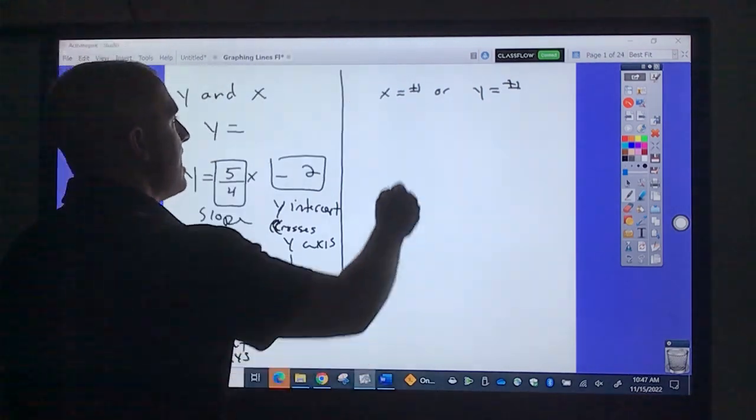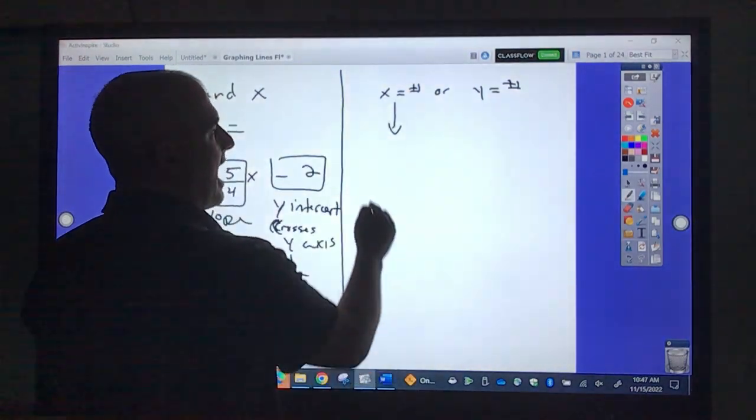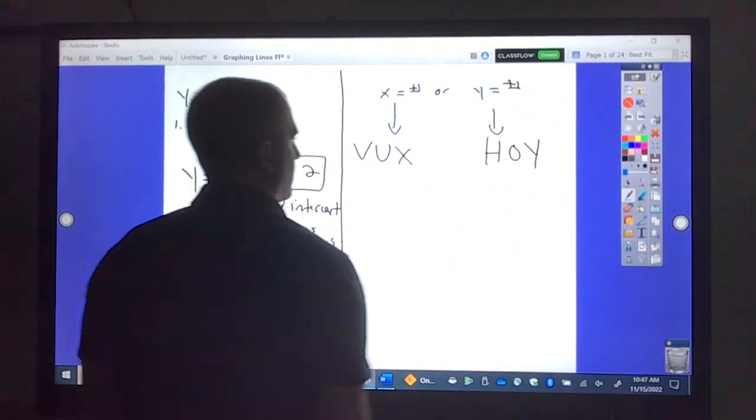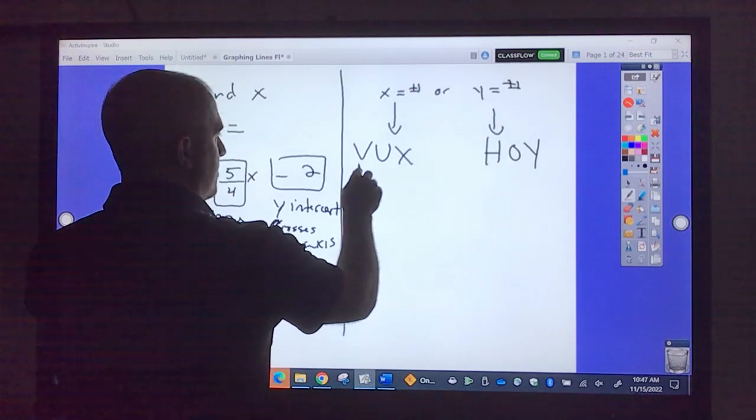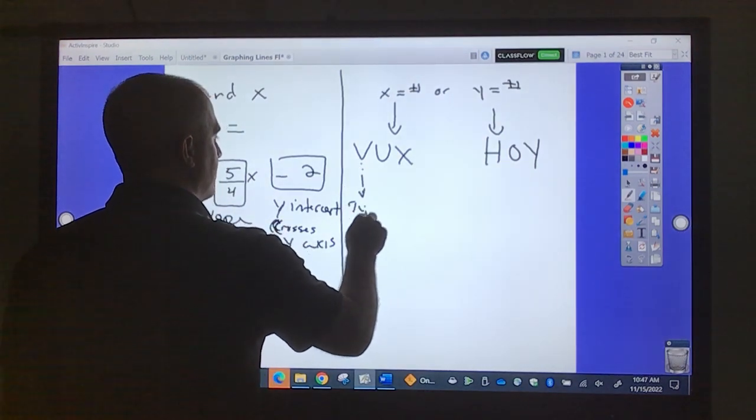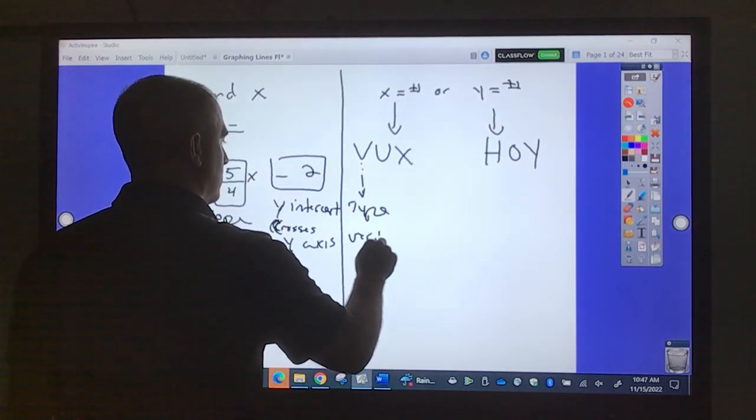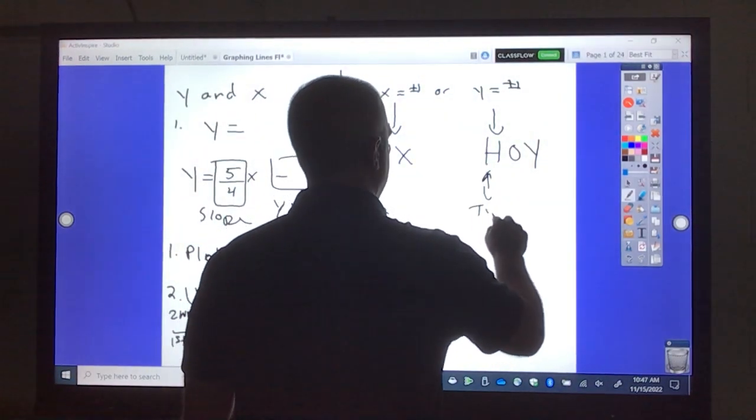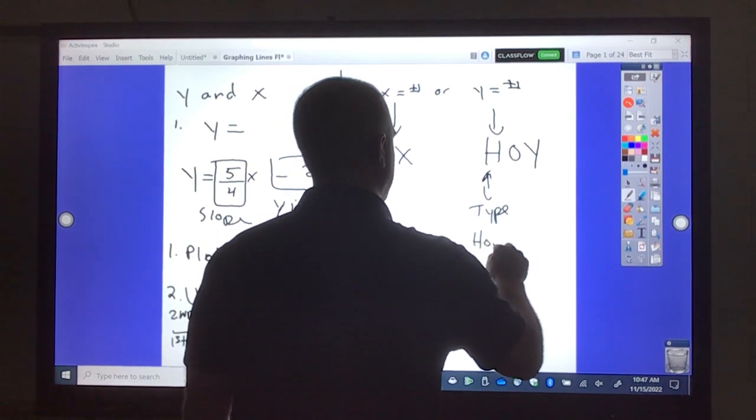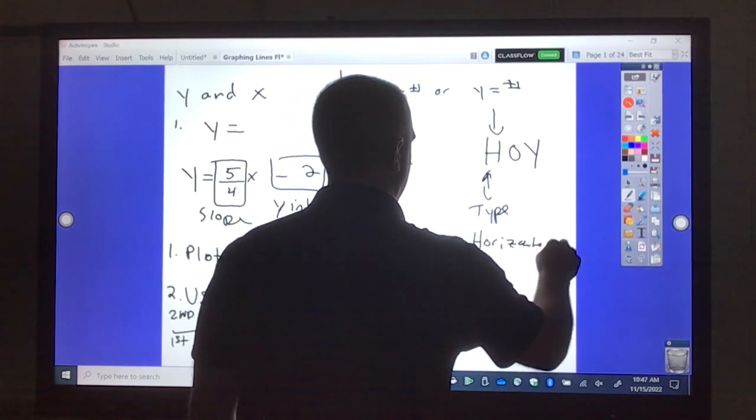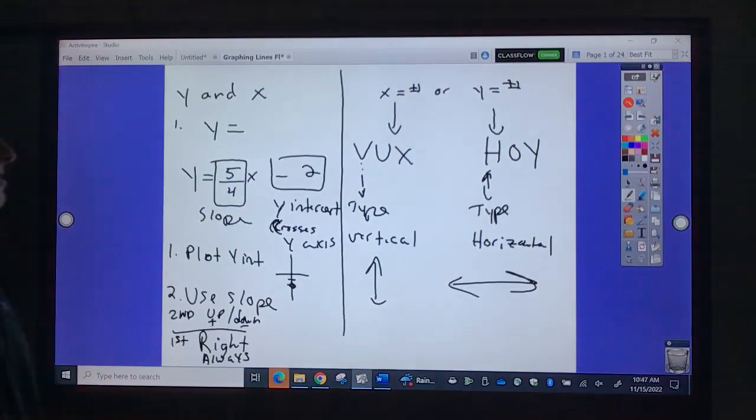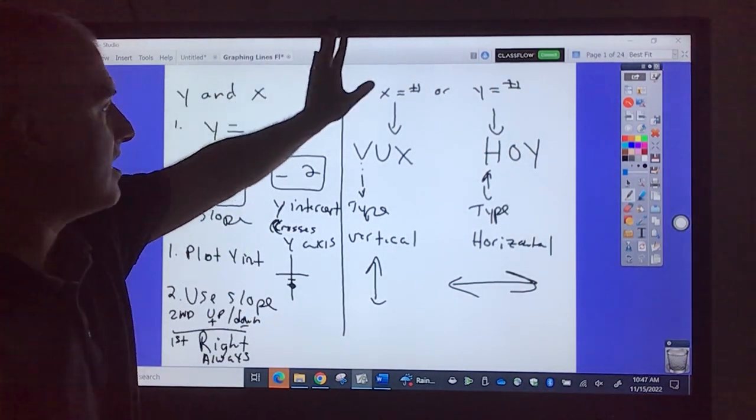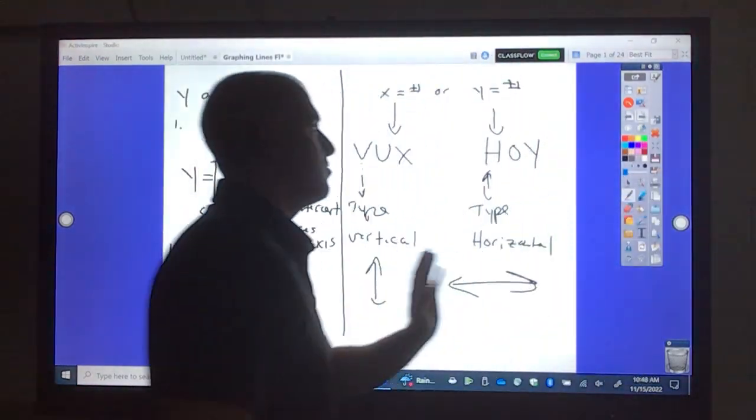If you just have an x equals, these are the acronyms, VUX and HOY. That will tell you the type of line, which is vertical, which looks like this. If it's y equals, that will tell you the type of line, which will be horizontal. So that's the big thing you have to differentiate: is it y and x, or just x or y? Let's go through some examples.